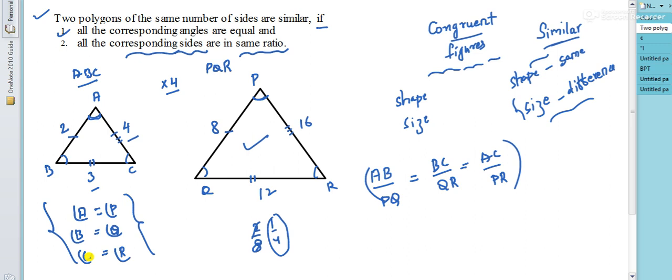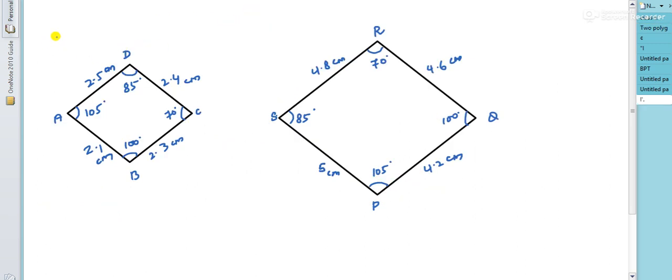Remember this. I hope you have understood about similarity. Now let us see some examples to understand it in a better way, and then we'll solve the first exercise today. So look at this example to understand the topic clearly.